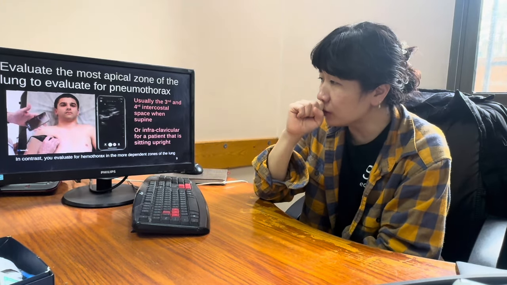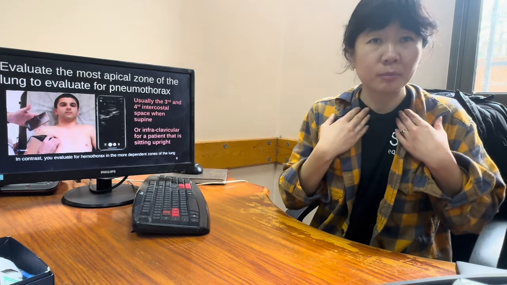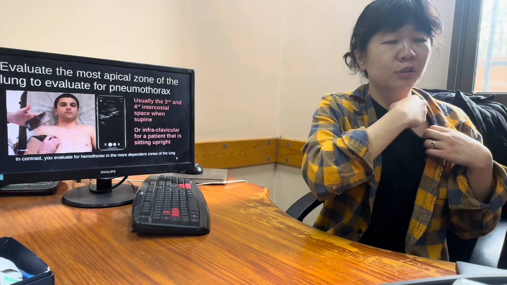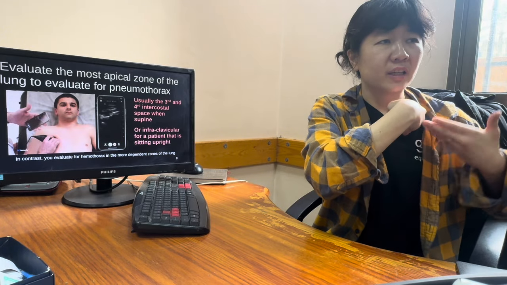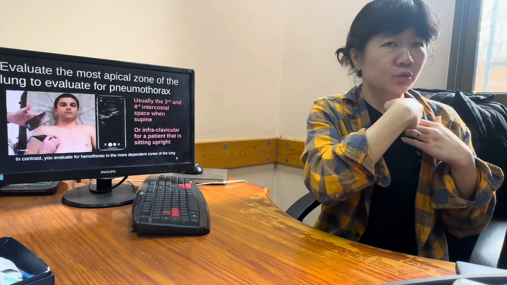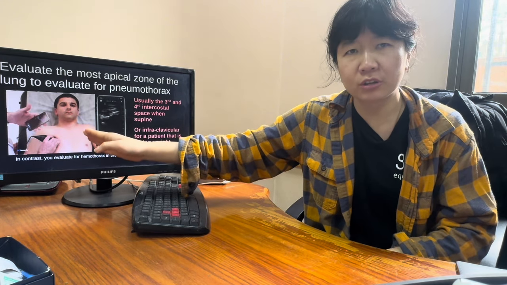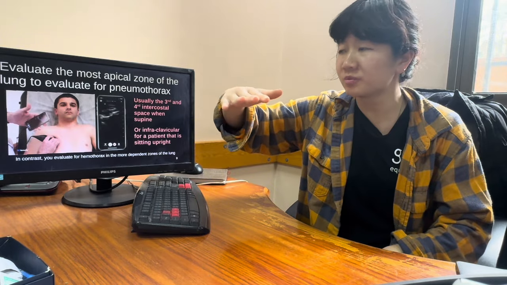So for pneumothorax, you want to look at the most apical area. If the patient's sitting up like this, often you'll go even to the clavicle, to the first and second intercostal space, and look up here, because the air will travel up, and that'll give you the most sensitivity if there's a pneumothorax or not. If they're laying back like this patient, then usually go to the second or third intercostal space, just wherever it's the most upward, like the most apical section.